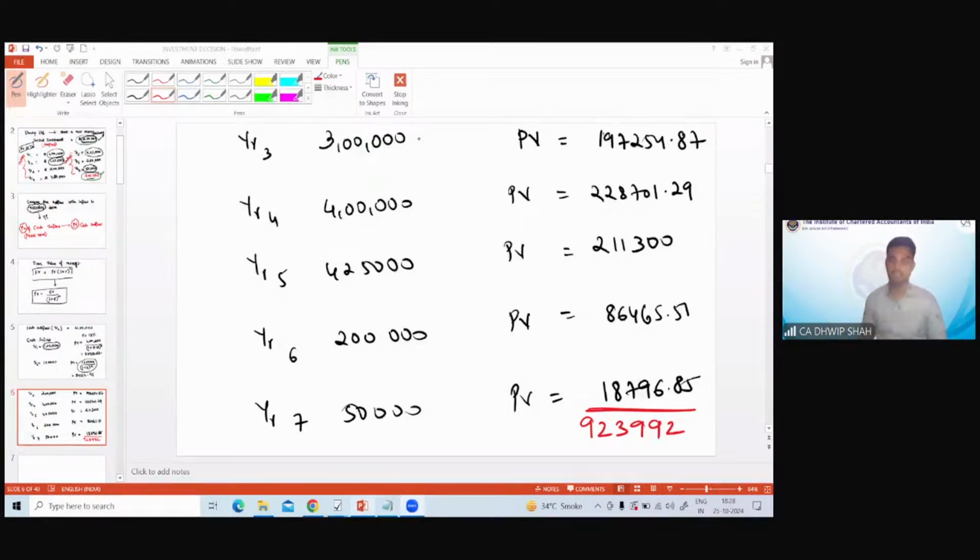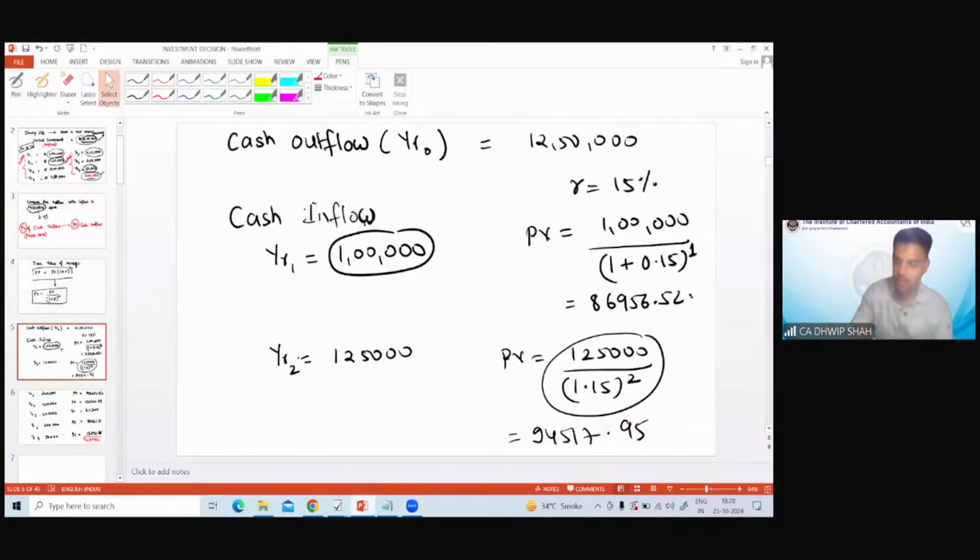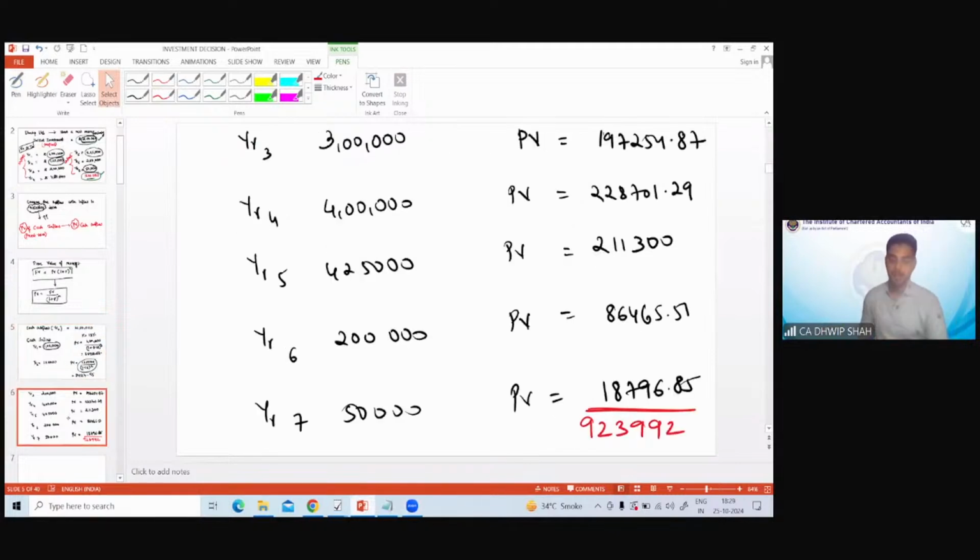Now compare this. Your investment today is 12,50,000, but your inflows in present value terms are 9,24,000. Now tell me, what should be your answer? Whether to accept the project or not? Give your expert opinion, financial managers. Obviously no. Inflows are very much less than your outflows. Hope you understand what we mean by absolute comparison between inflows and outflows.